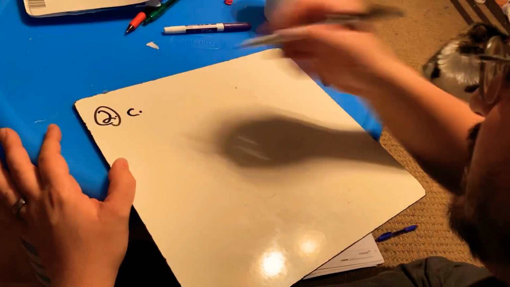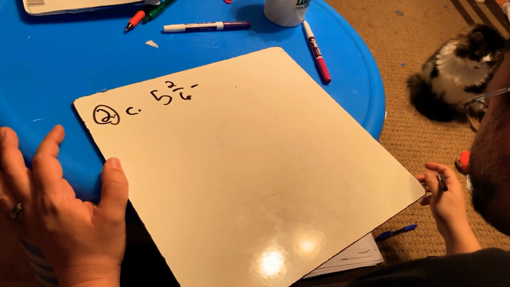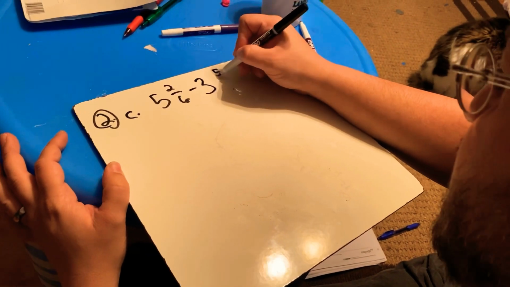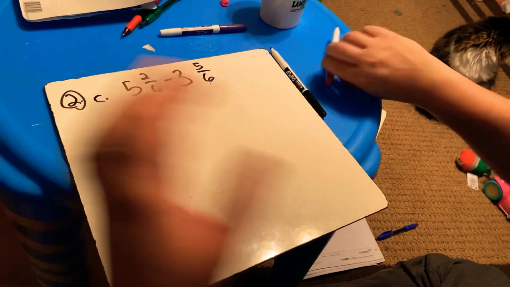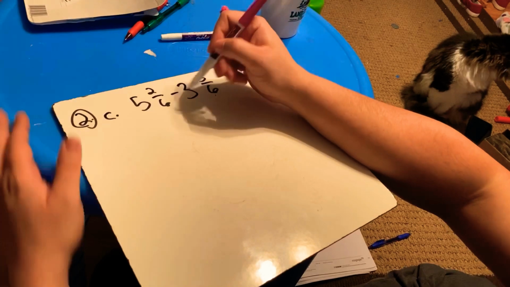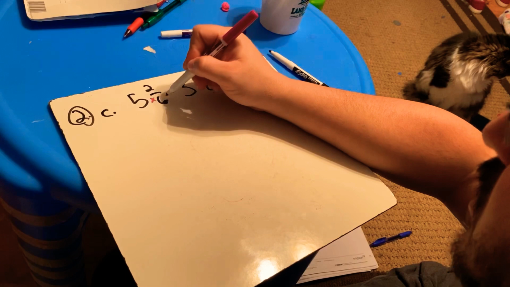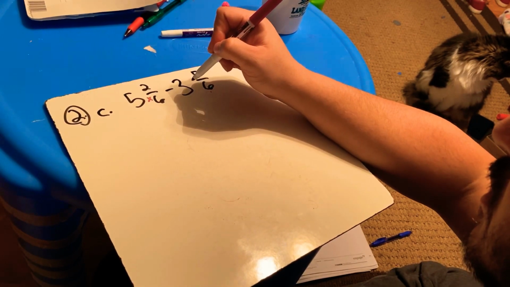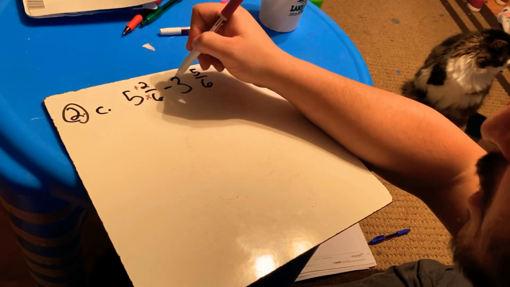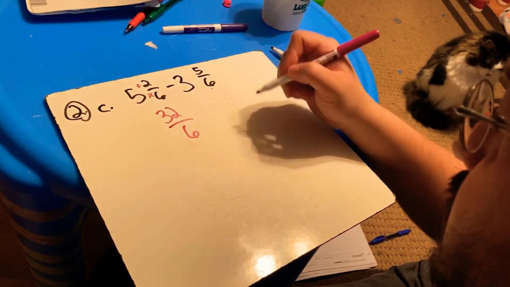2C. 5 and 2/6 minus 3 and 5/6. Well, the double mad cowboy way means all I have to do is get mad at both of these. So to get mad at 5 and 2/6, 6 times 5 is 30. And 30 plus 2, because I've got to add, is 32. My denominator stays the same.